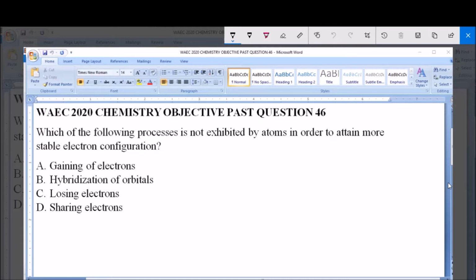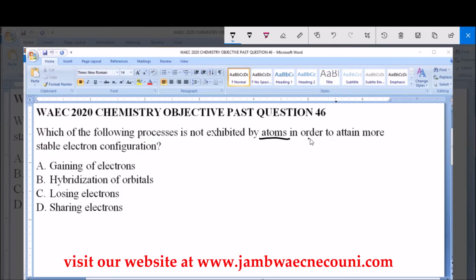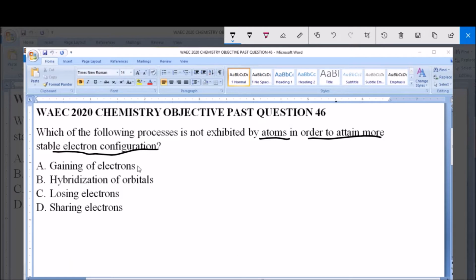A. Gaining of electrons. B. Hybridization of orbitals. C. Losing electrons. D. Sharing electrons. So now we are looking at various processes that atoms go through in order to attain stable electronic configuration. So let's take a look at what each of the options entail.